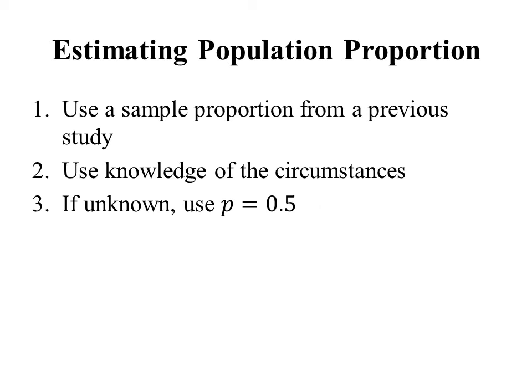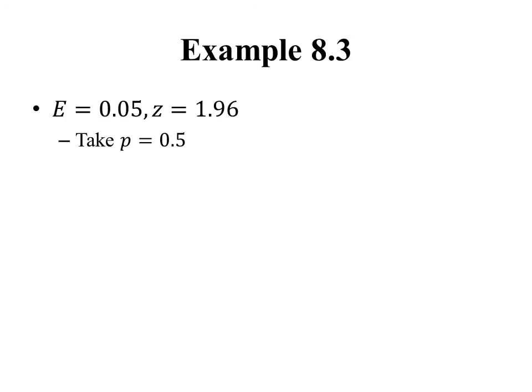Now, why 0.5? Well, because p is somewhere between 0 and 1, and so as an estimate, we'll just take the value right in the middle, 0.5. And that's what we're going to do in this case. We don't have any information given in the problem about a previous study. We don't really give any information about knowledge of the circumstances, so we're just going to use 0.5.